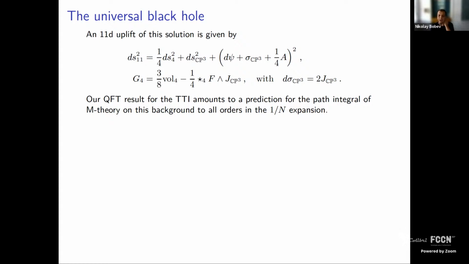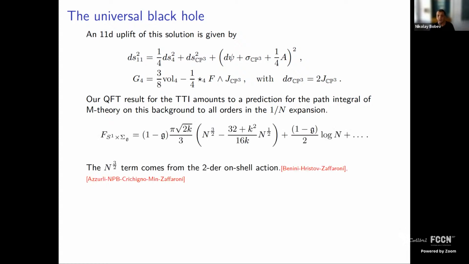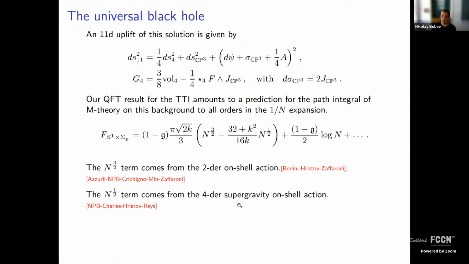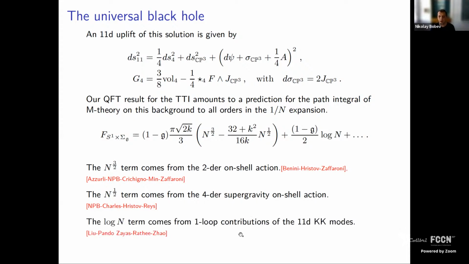You may or may not believe it, but some aspects of the statement are certainly true because we have checked the first few terms. So again, I can focus on the leading three terms of this expansion of the index. The leading term, the N to the 3/2 term in the index, is again matched with the on-shell action of the black hole. The subleading N to the 1/2 term is again captured by these four-derivative four-dimensional supergravity corrections. And again, the log N can be mapped to one-loop contributions from the KK modes on this background.